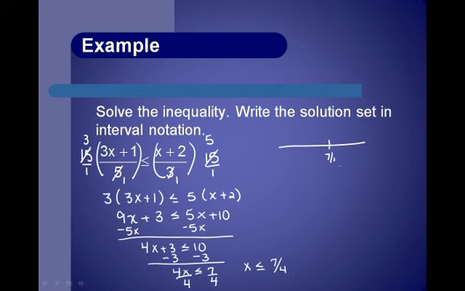So for our graph, less than or equal to 7 over 4, we're going to shade 7 over 4 and shade back to the left. So interval notation is negative infinity to 7 over 4. The negative infinity gets a parenthesis. The 7 over 4 gets the bracket.